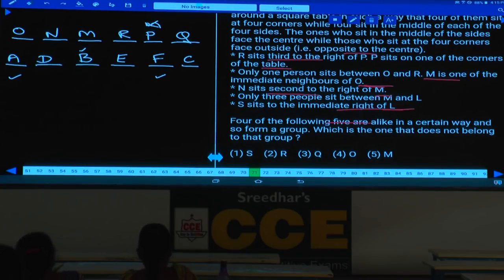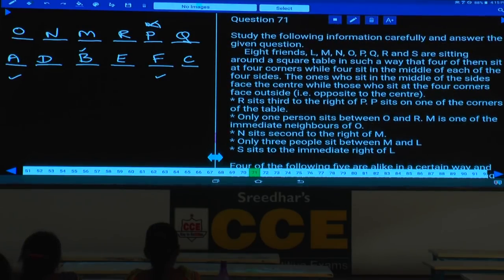Question number 71 to 75. Now in these questions, 8 friends L, M, N, O, P, Q, R and S are seated around a square table in such a way that 4 of them sit at the 4 corners, while 4 sit in the middle of each of the 4 sides.